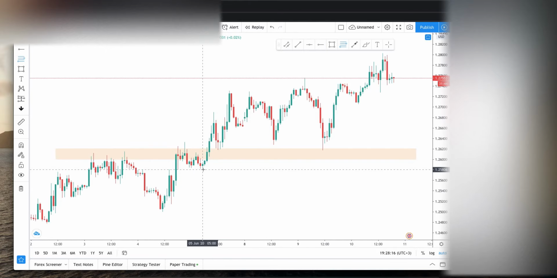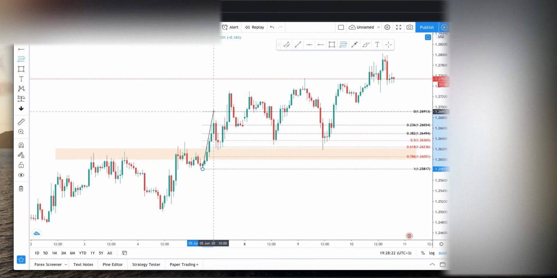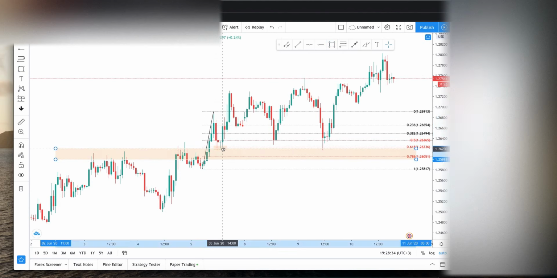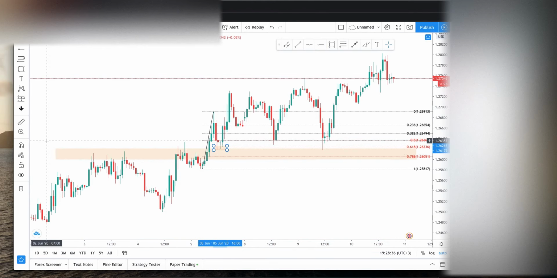So you can start your Fibonacci right over here on the end of the wick of this green candle to where the push ended. And right away you can see that the market is rejecting at the 61.8 Fibonacci. There you go. You have your confirmation that the structure is broken. Now you can go ahead and place your buy.